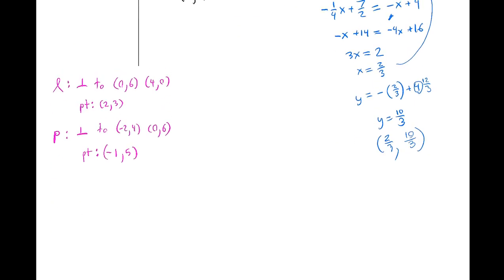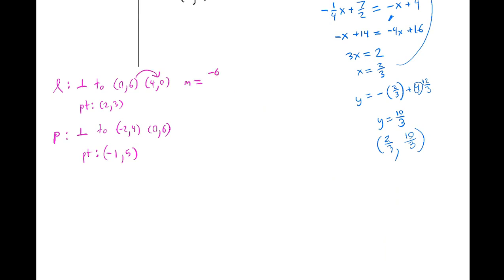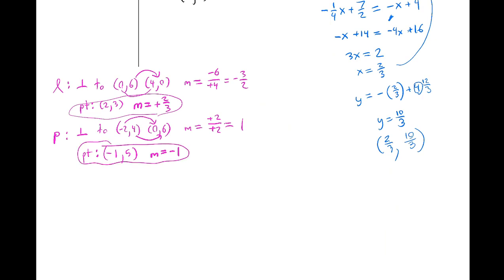Okay, so perpendicular to this slope. Well, this slope is down 6 and then up 4, so this slope was -3/2. So the new slope is positive 2/3. So here's one equation, and I'll write it out in a second. And then the other equation: the old slope was up 2 in y and up 2 in x. Oh, that's nice, that's just a slope of 1. So our perpendicular slope is -1. Great, so those are our two equations.